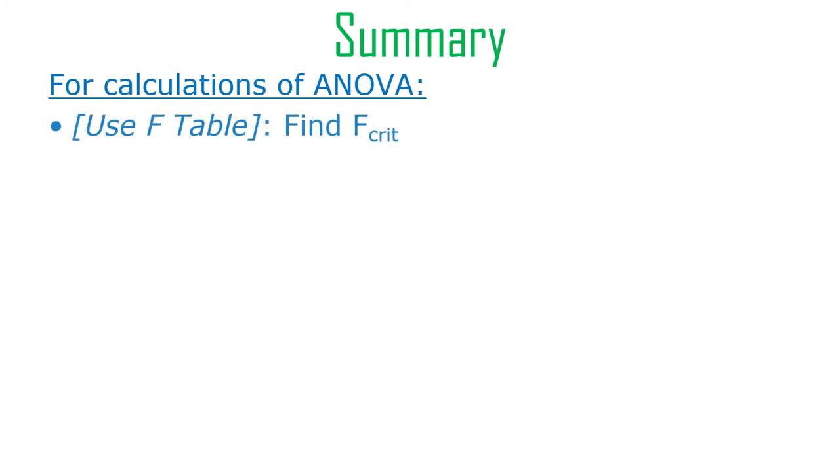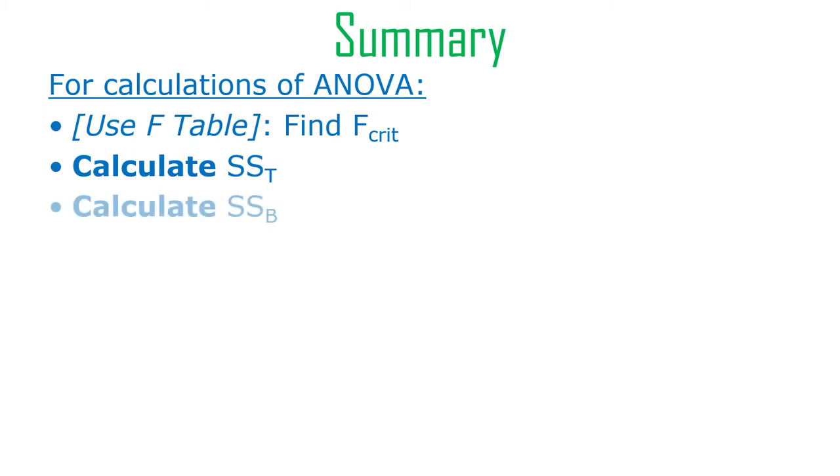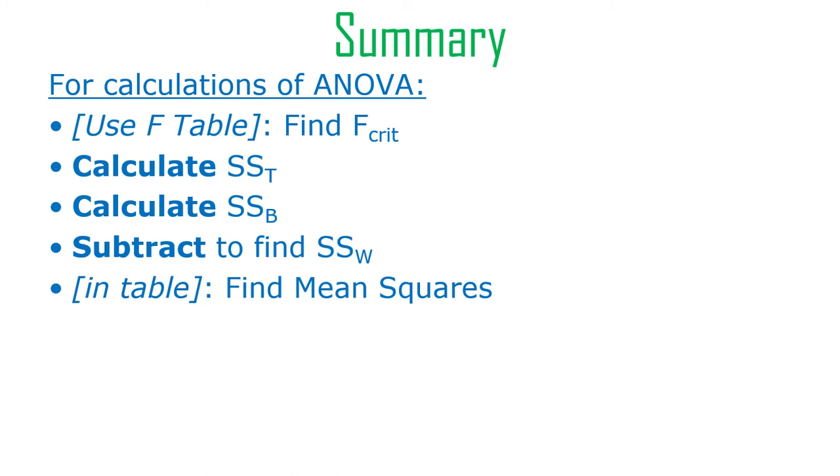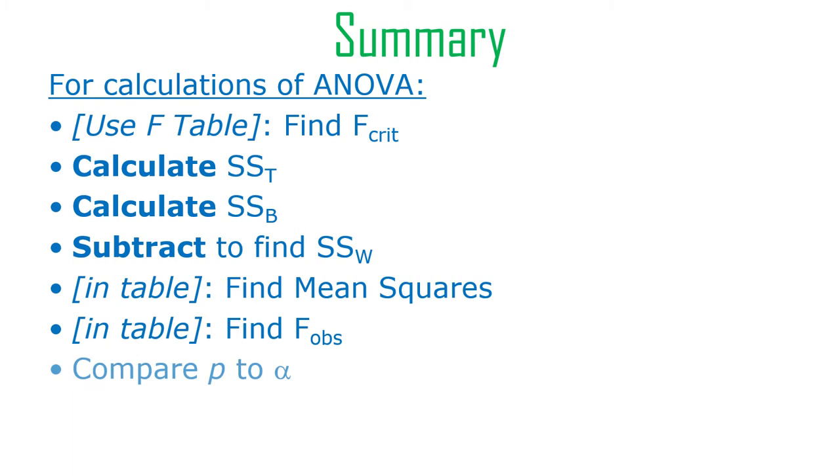So in summary, you use the F table to find an F critical, which you only do if you're not using a computer. You calculate sum of squares total, calculate sum of squares between, do a little subtraction to find within, and then in the ANOVA table, you just use those values, total and between, and degrees of freedom to find the mean squares, and then you find the F observed with a quick division, and then you compare p to alpha in one of two ways.